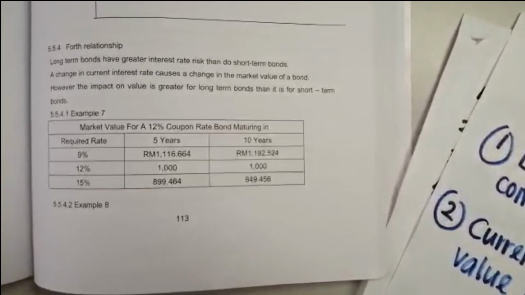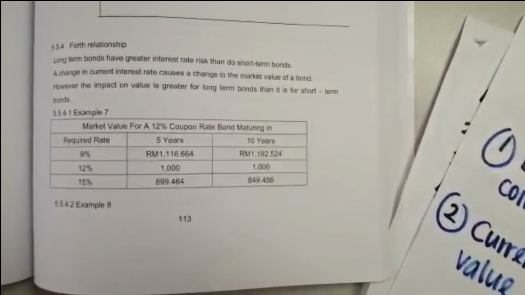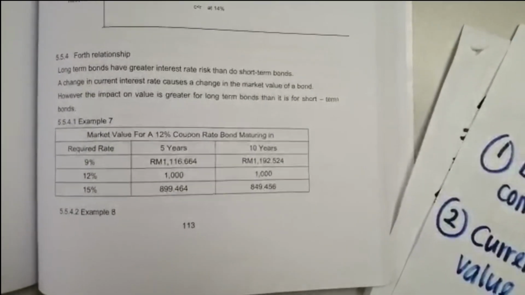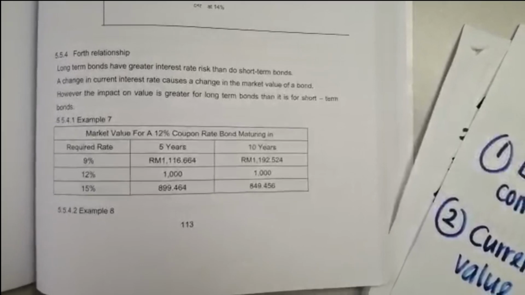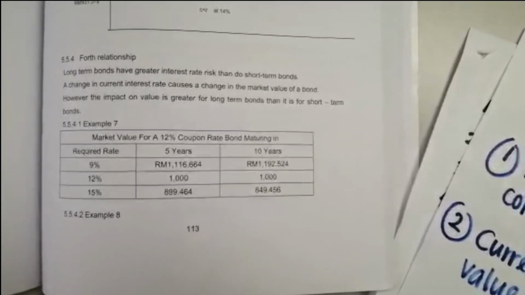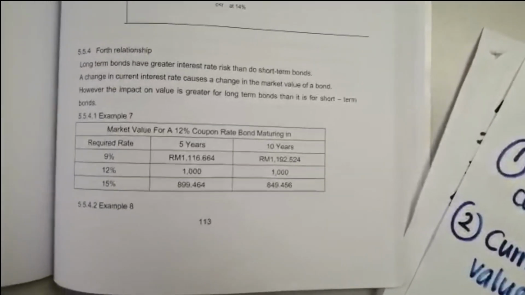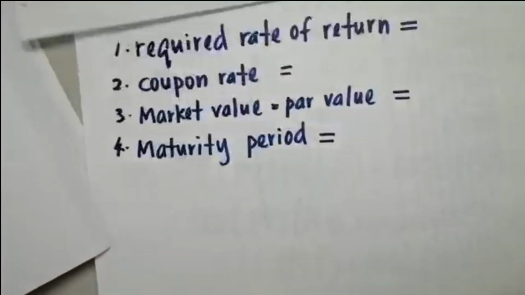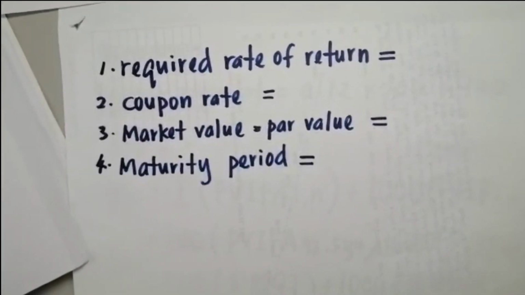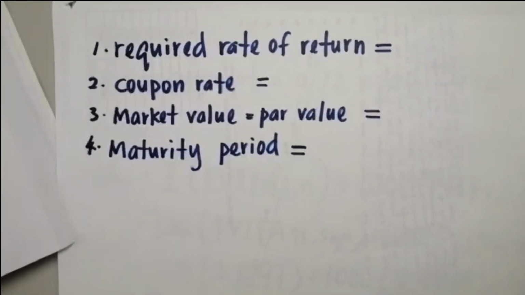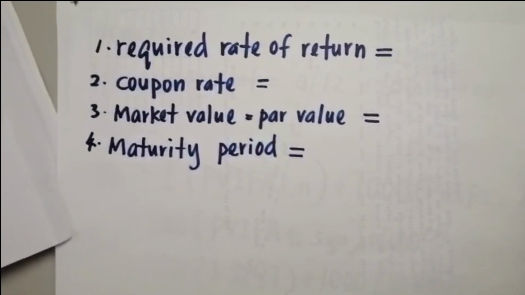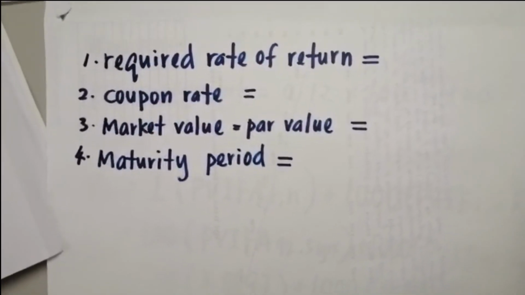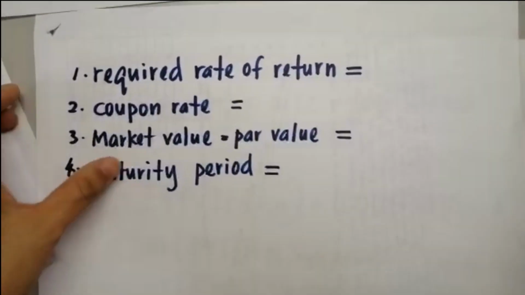Example 7 shows the market value for A. The table shows a 12% coupon rate bond, where the required rate is 9%, and the maturity period is 5 years. First, we want to find the required rate of return, then the coupon rate, then the market value, the par value, and the fourth is the maturity period.